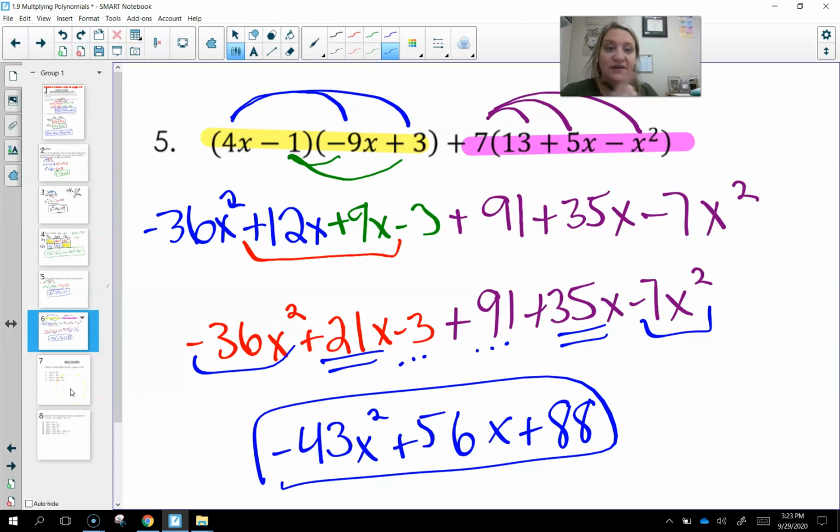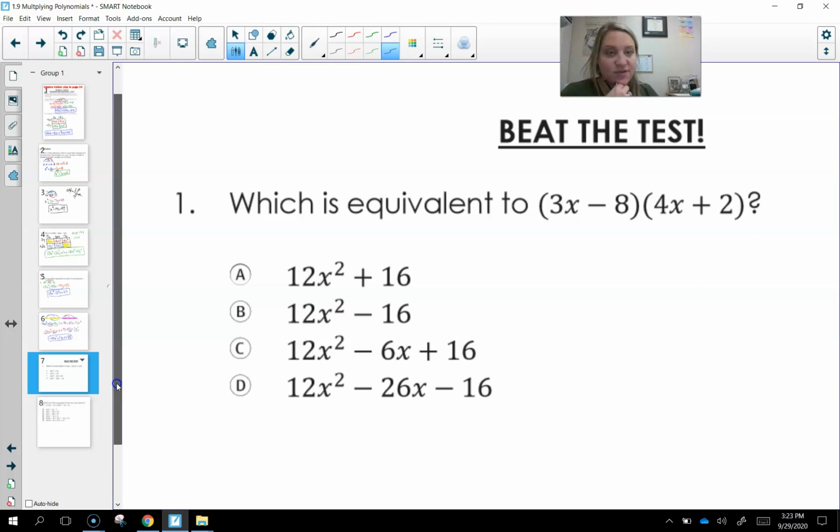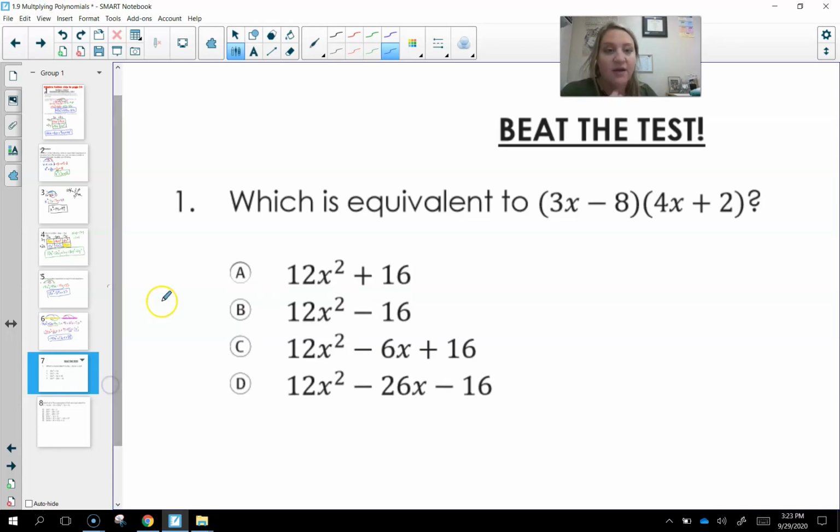All right, so two different kinds of multiplying here before we get to add. All right, beat the test. Which is equivalent to 3x minus 8 times 4x plus 2? Well, I'm going to show you some testing strategies. I'm going to check my answer choices as I work out the problem.